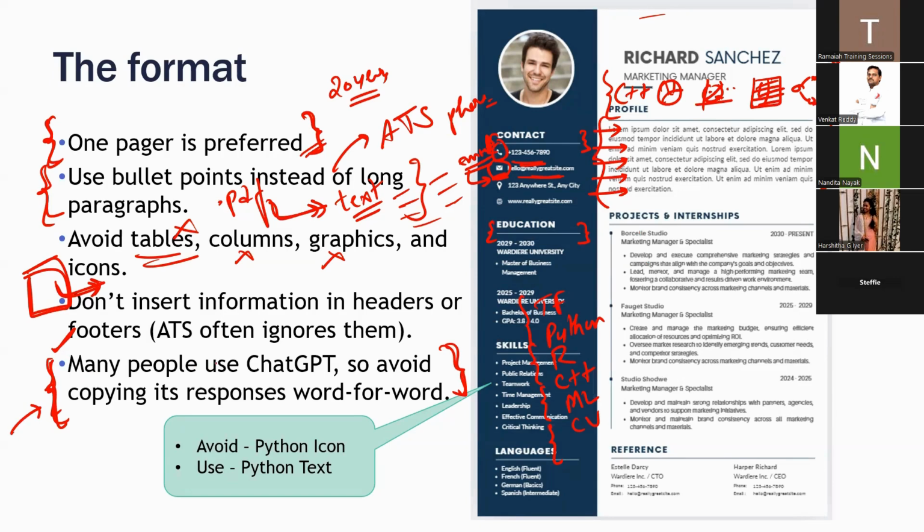Otherwise, if somebody is using ChatGPT very frequently, they will easily get to know which one is ChatGPT generated text, which one is actually human written text. Okay. So try to understand from ChatGPT, but try to avoid direct copy pasting it, word to word copy. Got it?